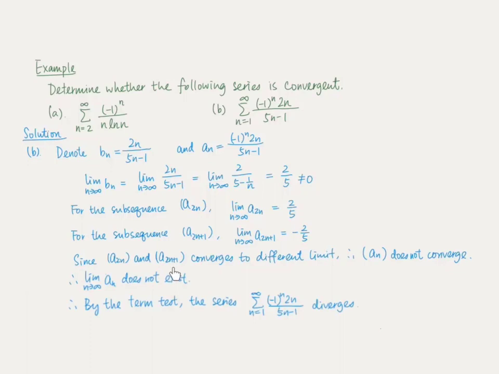Since these two subsequences converge to different limits, therefore, the sequence which is formed by terms an does not converge, and that means the limit of an when n tends to infinity does not exist. Since the limit of an as n tends to infinity doesn't exist, therefore, by the term test, this series diverges.